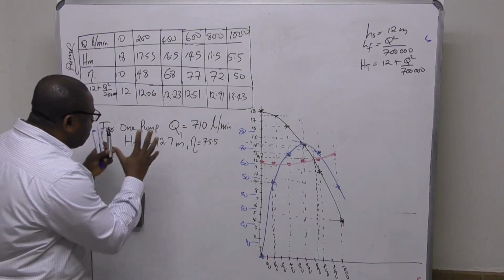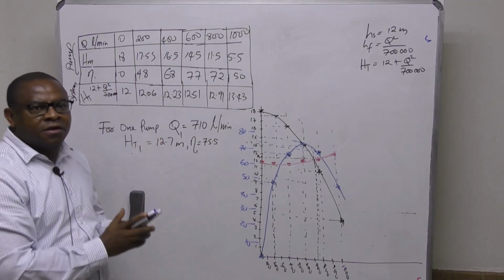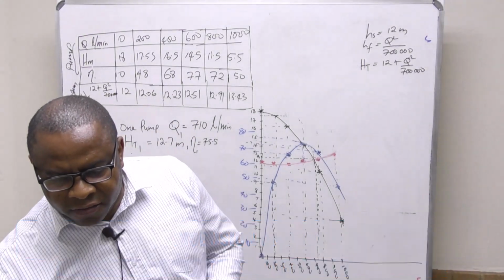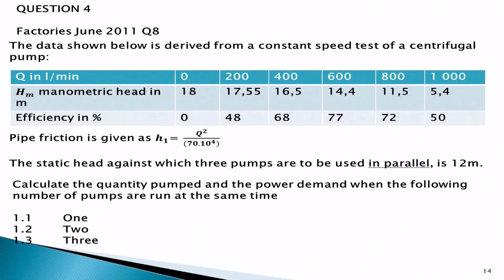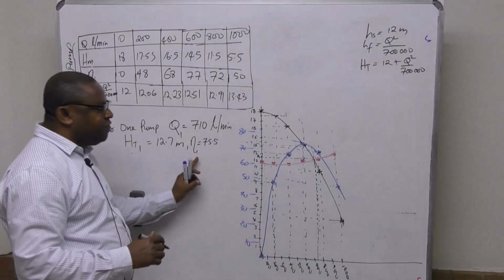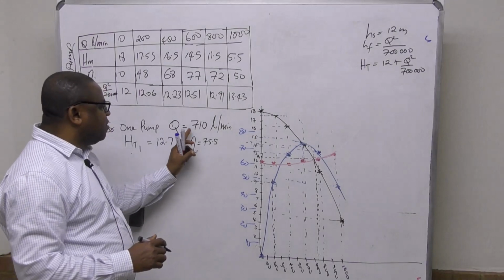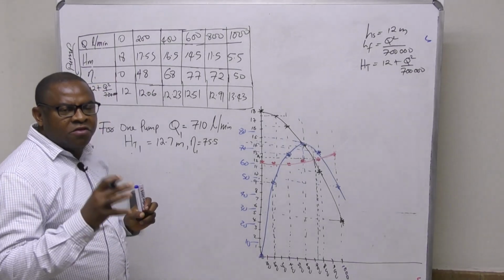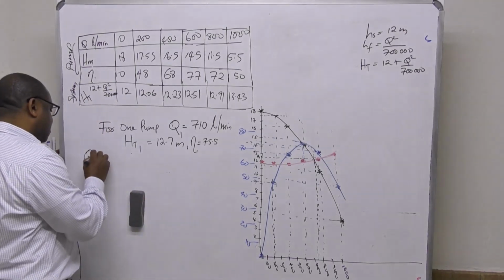Now, just for one pump, we can calculate the power, because the question is to calculate the quantity pumped, which we have calculated, that is Q, and the power demand when the following number of pumps are running at the same time. For now, we're looking at one pump. So this is the head, and this is efficiency, and this is what is being pumped. Because they said calculate the quantity pumped.